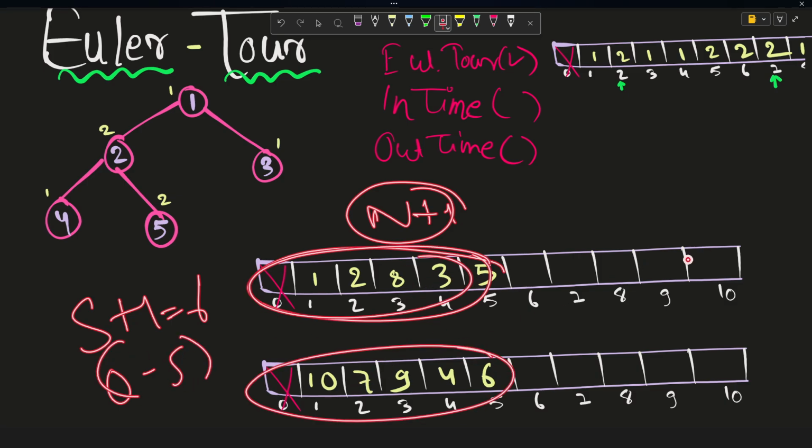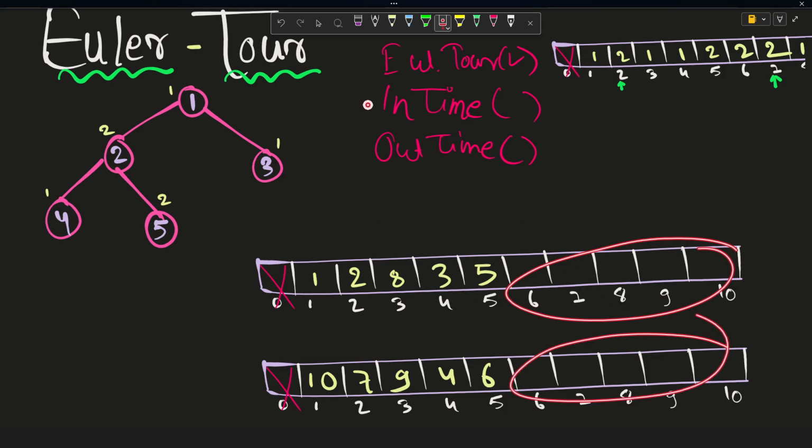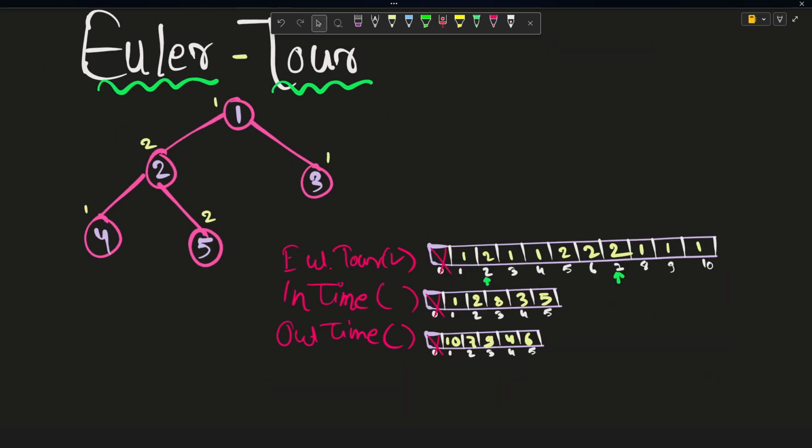So this will be sufficient. You don't need to take the whole size, right? So now let us come back to the problem that we are doing.